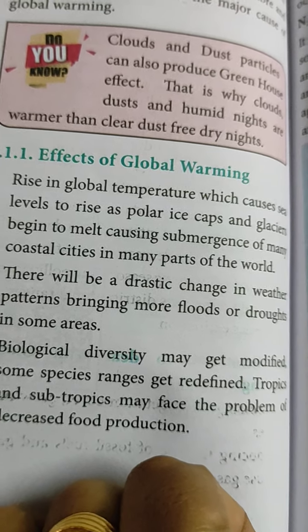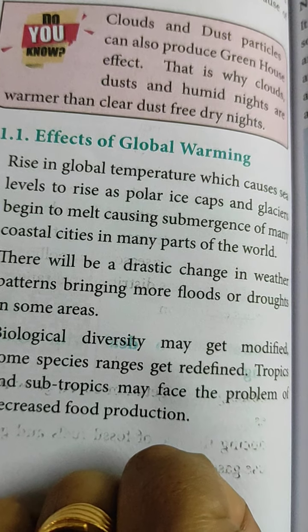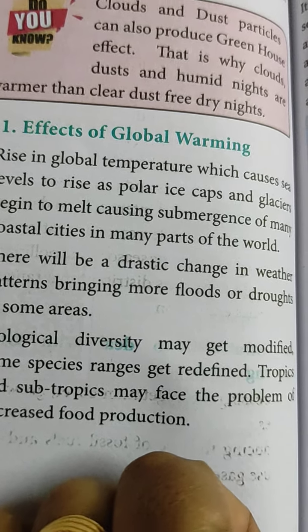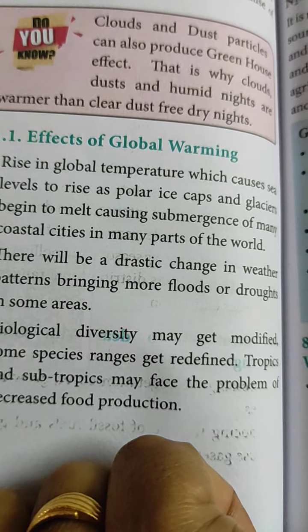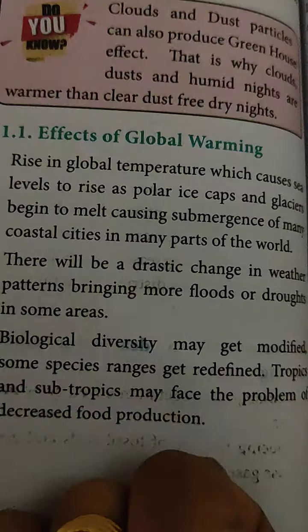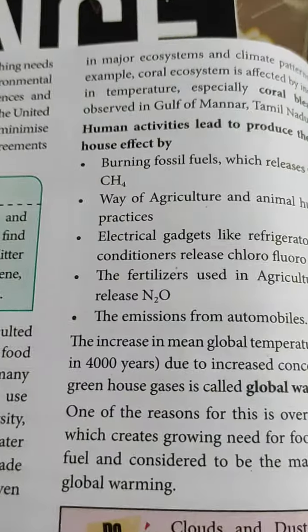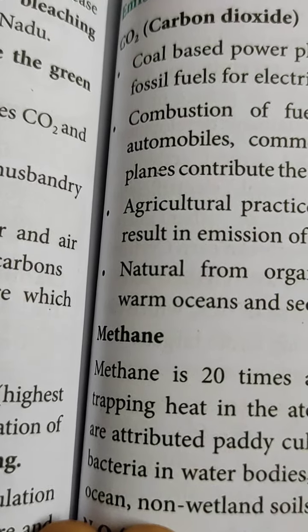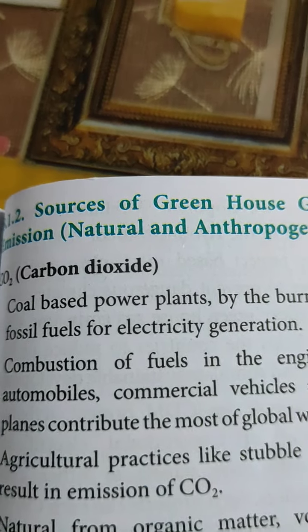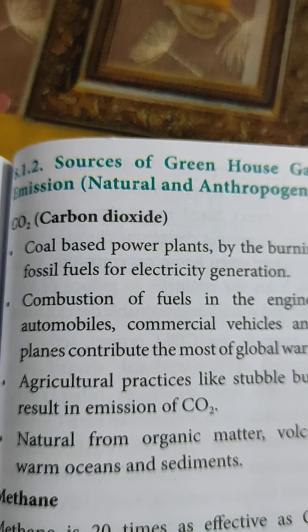And number three, biological diversity may get modified, some species ranges get redefined, tropic and subtropic may face problems, and there is the problem of decreased food production. So these are the effects, only 3 points, there are so many points that can be discussed, which affect us in our day-to-day life also. Now next one, sources of greenhouse gas emission, natural and anthropogenic.